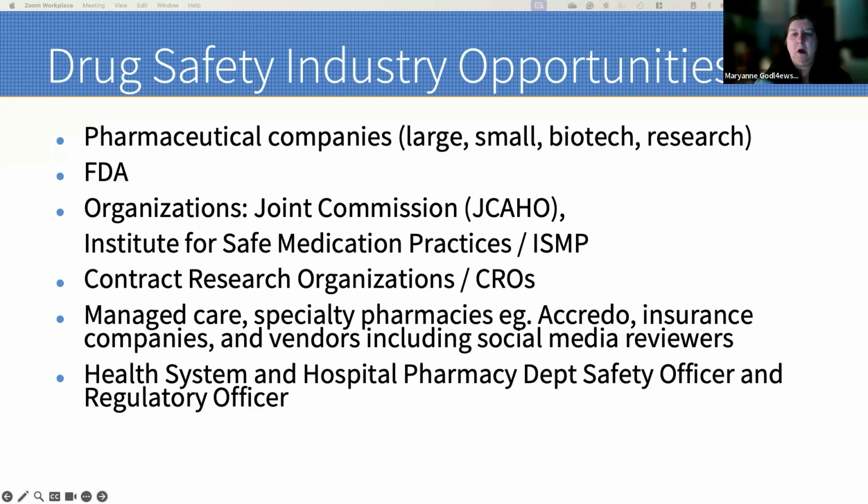And then even large hospitals have safety officers. If you get a job as a hospital pharmacist and you're really interested in safety, there is an opportunity to be involved in drug safety in a large institution like NYU or Beth Israel, one of the very large institutions. Next slide, please.